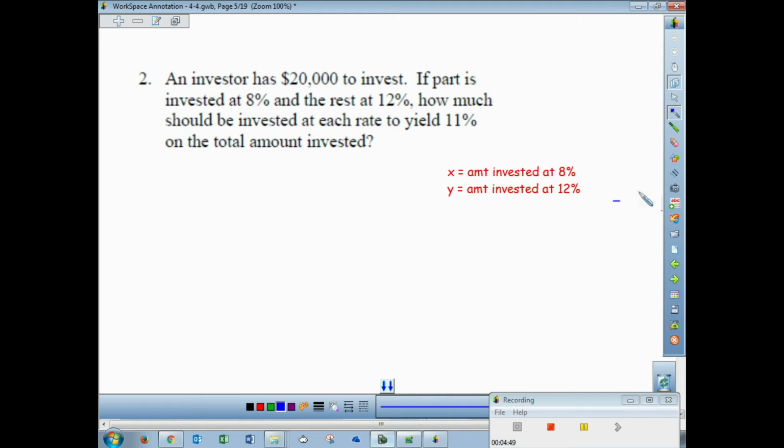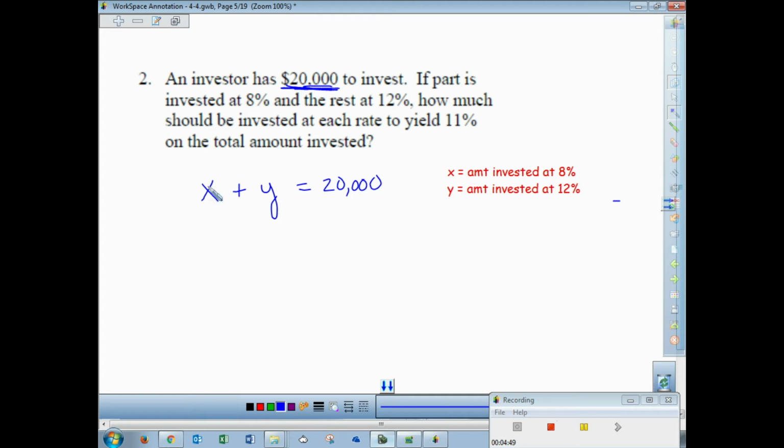So there's a little bit of common sense for the first equation. It's like, okay, they've got $20,000 to invest, right? All of the amount that they invested at 8%, that's x. Right? So x plus all the amount they invested at 12% was y, and that totals 20,000. That's such a simple equation. It's so easy that it's hard sometimes.